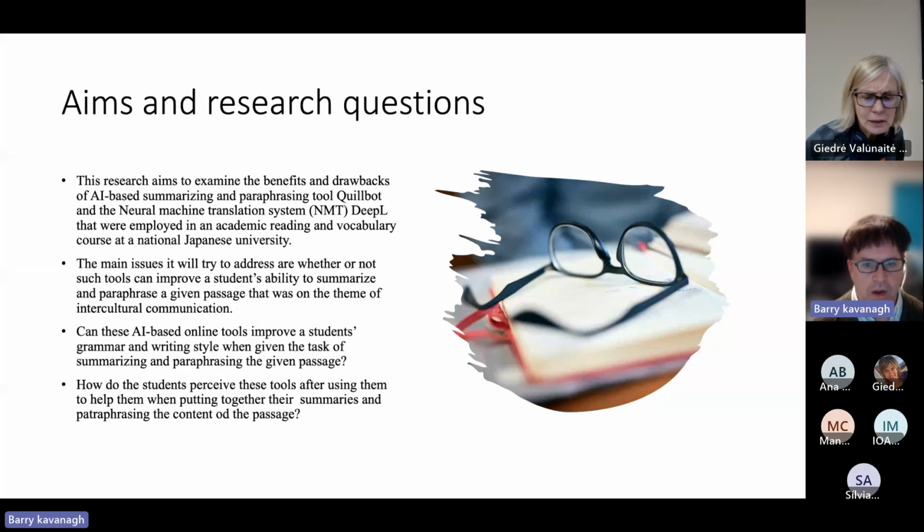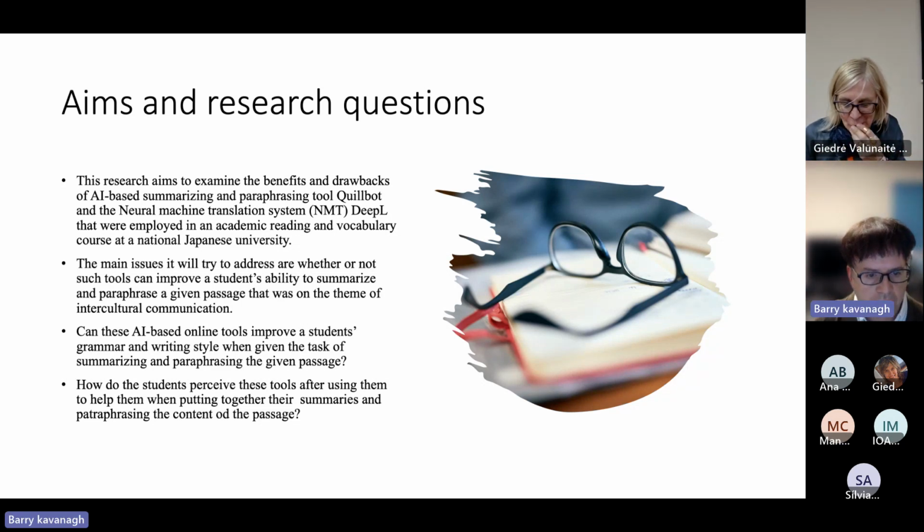How can they be employed and used in an academic reading and vocabulary course at my university? So the main issues I try to address are whether these tools can improve a student's ability to summarize and paraphrase a given passage. That was on the theme of intercultural communication.